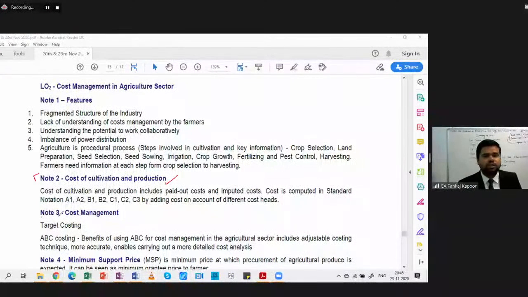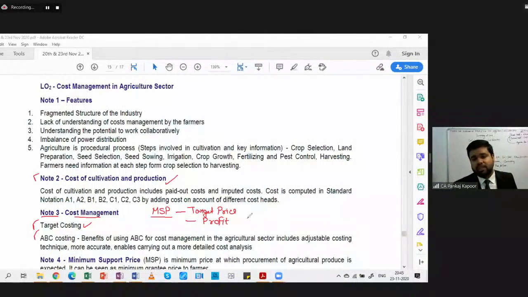Okay. Moving further, note number 3, cost management. The two cost management techniques which can be applied in the agriculture sector are what? Number 1, target costing. You are aware that the government is offering the minimum support price, MSP. MSP can be considered as the target price by the farmer. And the farmer can reduce an amount of profit from this. Although it is said by the government that we compute the cost and then add a 50% margin and only then decide the MSP. Okay. So the farmer, according to his will, can reduce the desired profit margin.